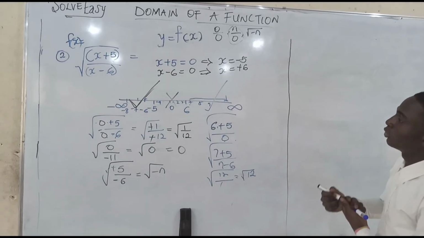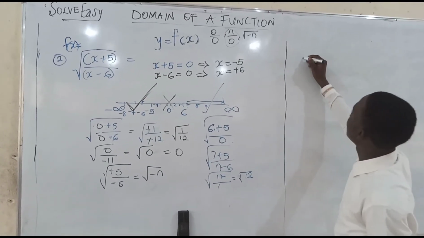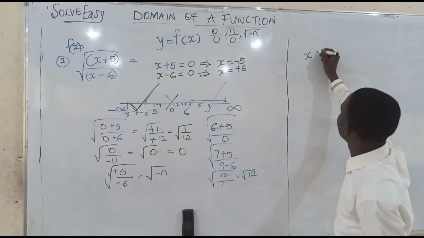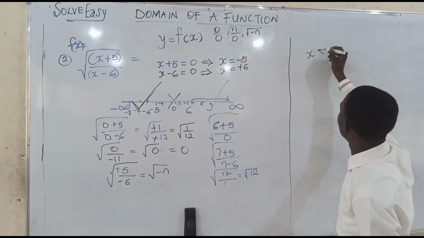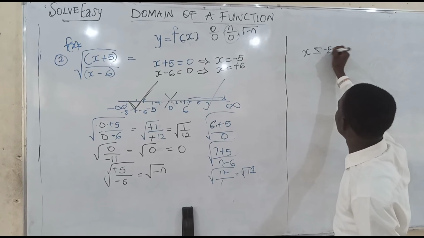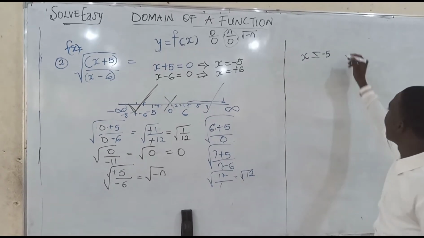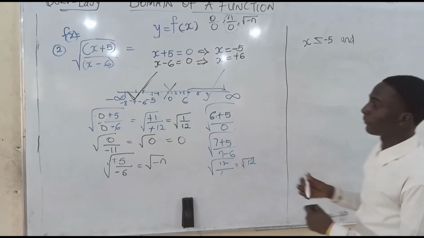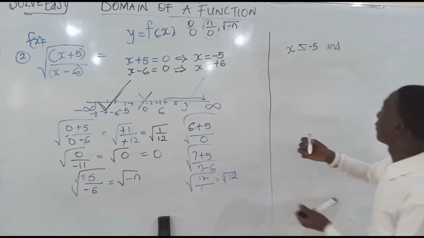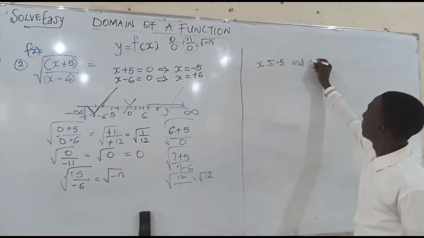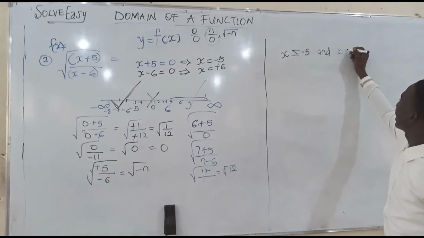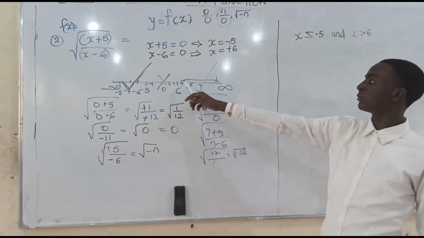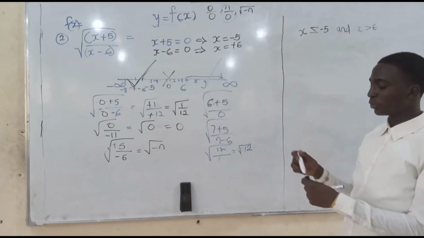So if I'm to write this in inequality sign using our number line, I'm to write that x, remember here, x is less than or equals to minus 5. And I wrote this because x minus 5 gave us a defined value to negative infinity. They give us defined value, and x is greater than 6, because 6 gives us an undefined value, while 7 gives us a defined value. 7 to infinity will give us a defined value.